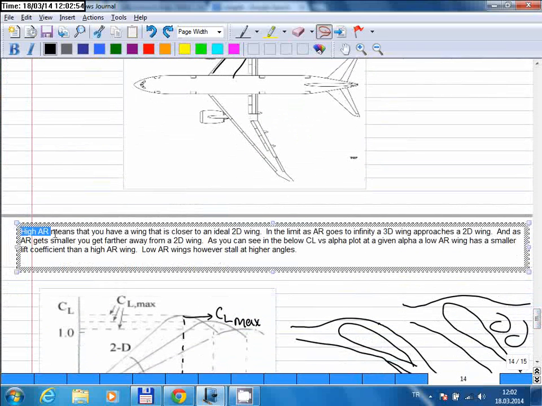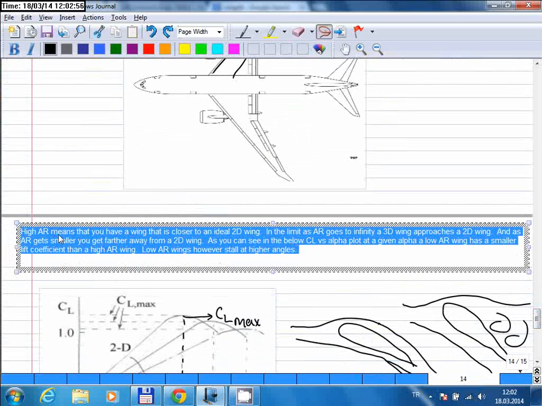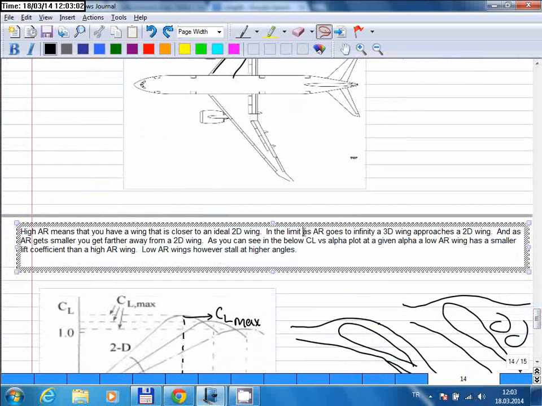So let's continue reading from here. High aspect ratio means that you have a wing that is closer to an ideal two-dimensional wing. In the limit, as aspect ratio goes to infinity, a three-dimensional wing approaches a two-dimensional wing. And as aspect ratio gets smaller, you get farther away from a two-dimensional wing. As you can see in this diagram here, the lift versus alpha plot for a low aspect ratio wing has a smaller lift coefficient at a given angle of attack than a high aspect ratio wing.